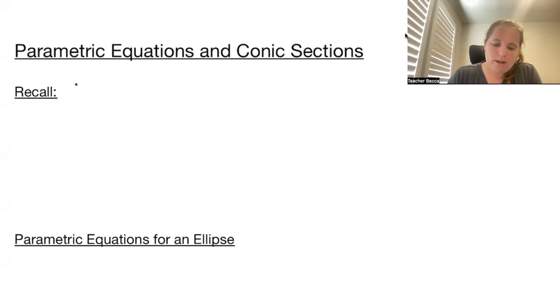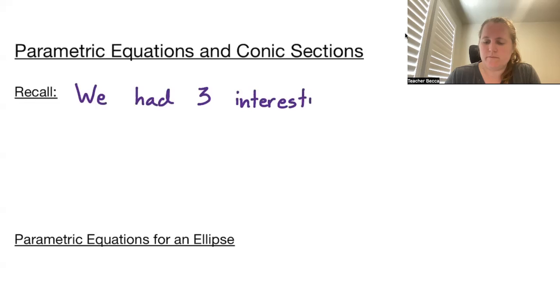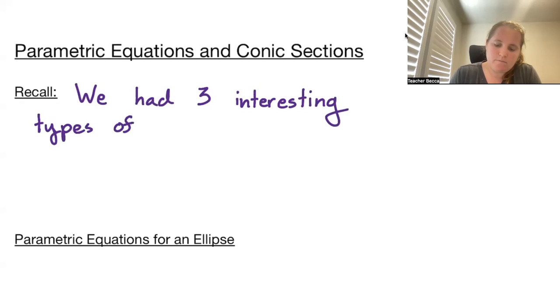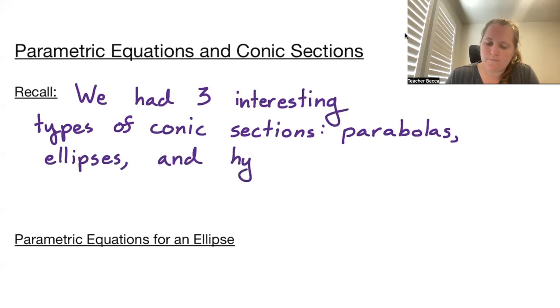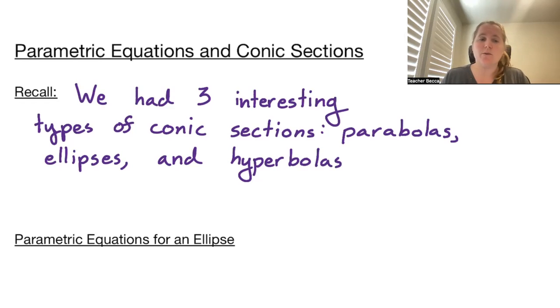So again, recall we had three interesting types of conic sections, namely parabolas, ellipses, and hyperbolas. And it turns out that ellipses and hyperbolas actually have fairly simple parametric equations to define them.